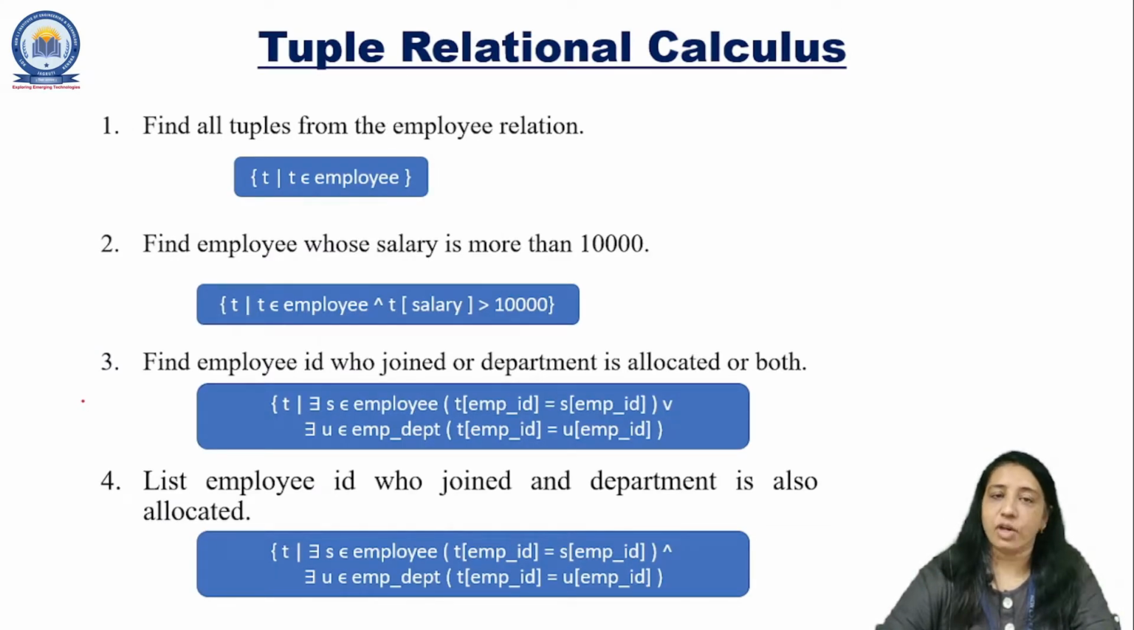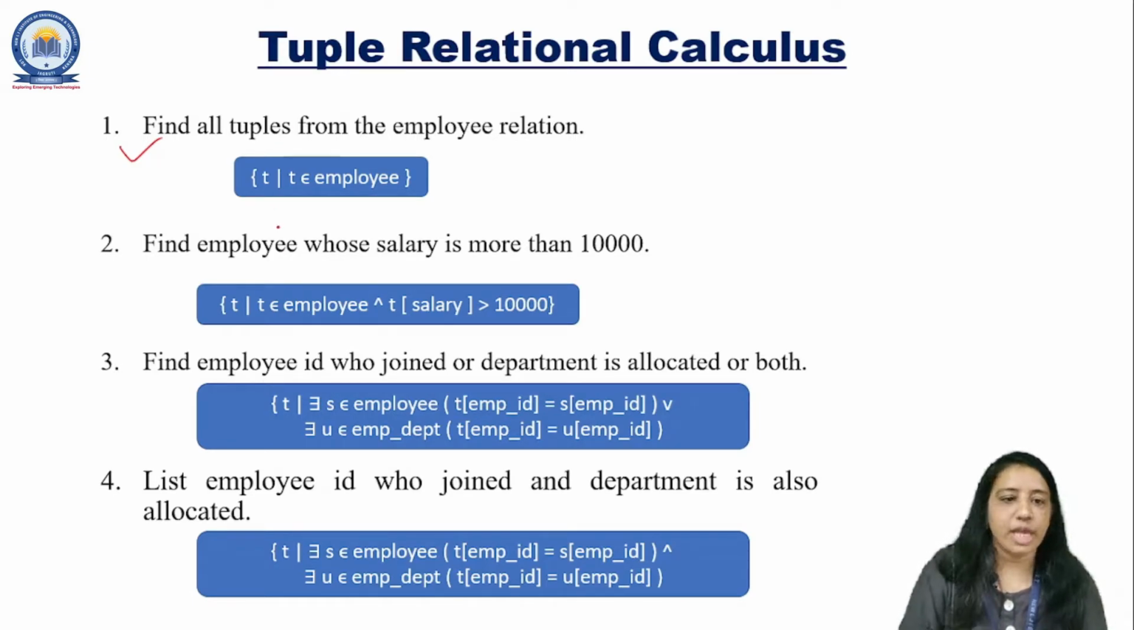So we'll see some examples. Those queries we have already solved with relational algebra, so you know the concept. Right now we are going to represent them in terms of the tuple relational calculus. The first one is to find all tuples from the employee relation. Right now there is no condition. You just need to list the content of the employee table.